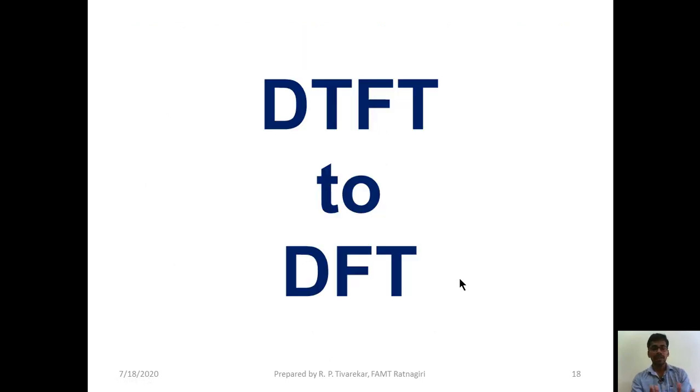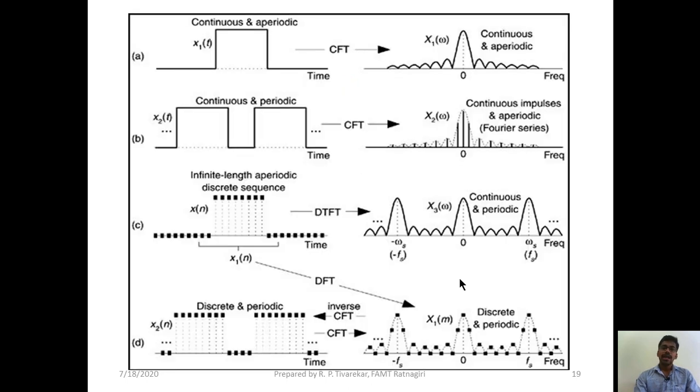Now we'll see how we transform from DTFT to DFT. Before we go in depth of DFT, we'll see the relationship between DTFT and DFT. As you can see here, the first graph on the top is a pair of continuous time Fourier transform. We'll have a quick understanding of this whole. This is the continuous time Fourier transform. The continuous aperiodic signal produces a continuous aperiodic spectrum.